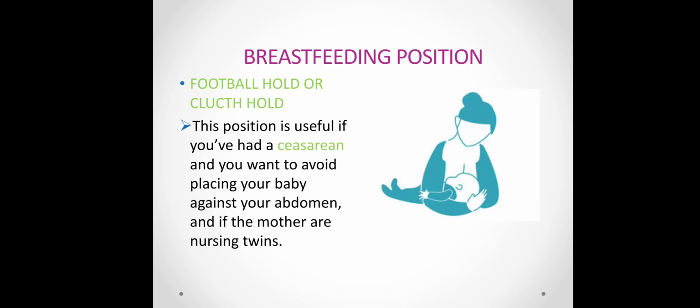Next is the football hold or clutch hold. It's like you're holding a football or a clutch bag. This position is useful when you've had a cesarean and you want to avoid placing your baby against your abdomen. Because in a cesarean, the abdomen was cut open. So if you don't want to put pressure on the wound, this is a good position. You can place a pillow on your side and then cradle or clutch the baby in a football hold.